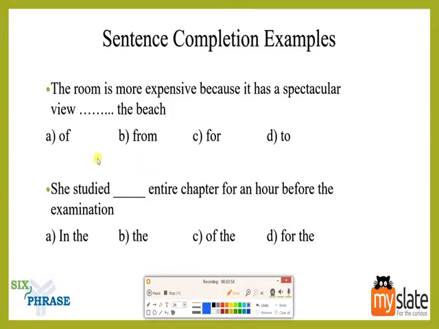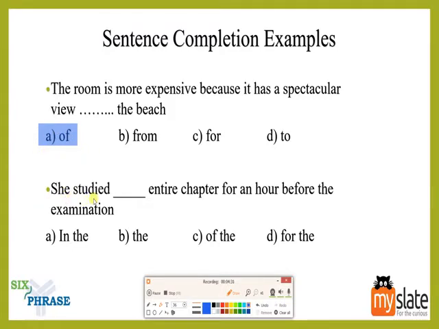Which word will you use? When you use from, it means you'll usually use it to describe distance. View for the beach: when you use for, it means you are doing something for someone, right? Spectacular view to the beach does not work, right? To the beach means you are pointing at the direction, whereas of the beach means you are pointing at the direction of the thing which you are talking about. So if you are specifying the direction and the thing as well, then of fits, right? So next question.